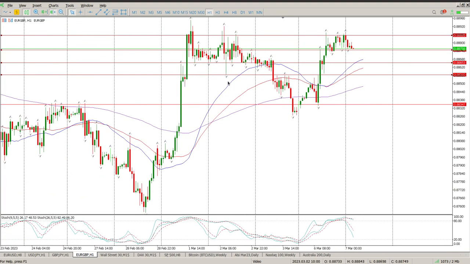It does look pretty interesting. I think Euro British Pound and Euro USD are the ones to watch. The Japanese yen pairs are lagging a little bit.